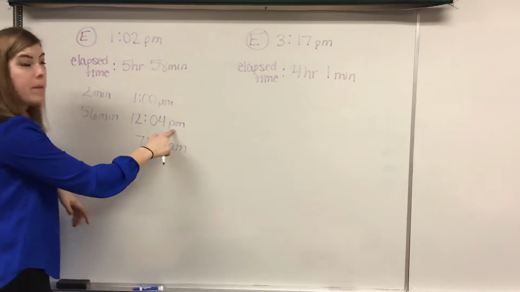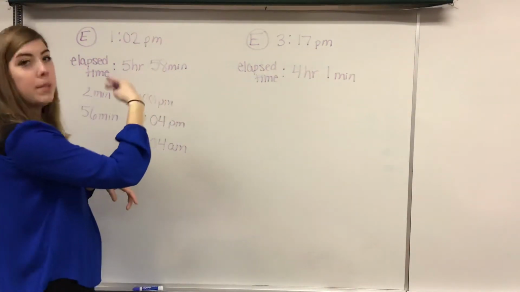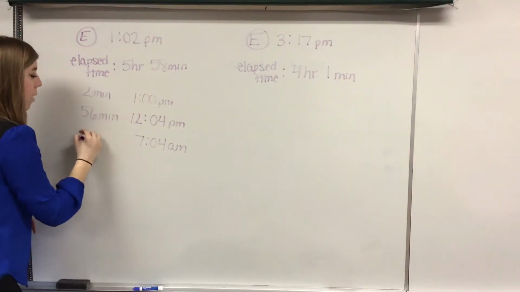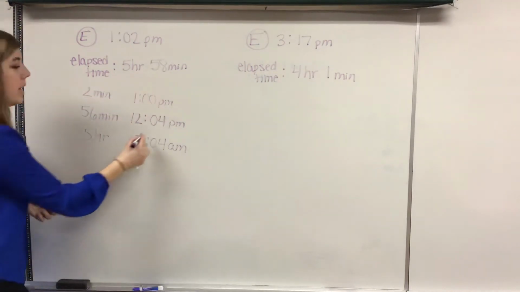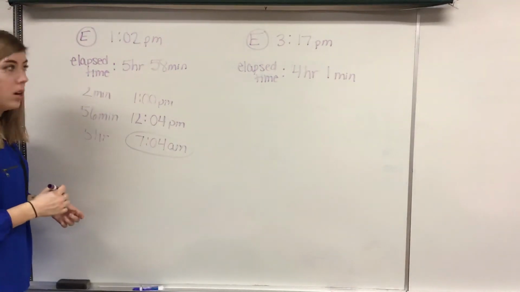So since we were in PM around noon, right? As soon as we go backwards, it's 11 AM, 10, 9, 8, and then 7. So this calculates out our 5 hours. And I've now used my entire 5 hours and 58 minutes, making my start time 7:04 a.m. All right, let's look at one more example.